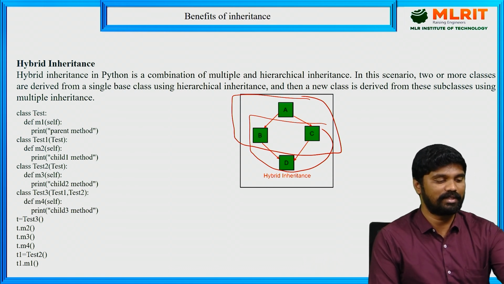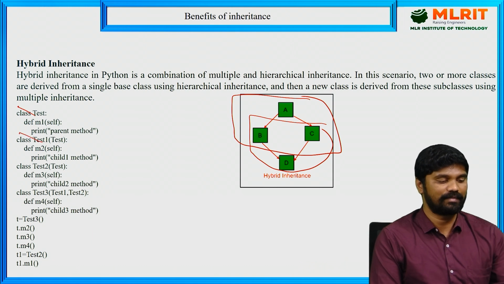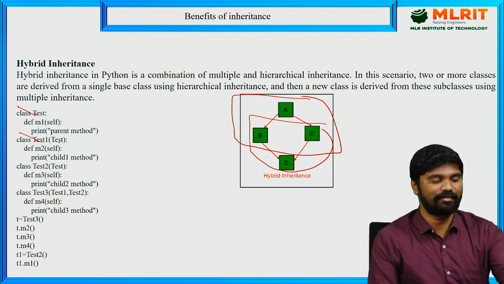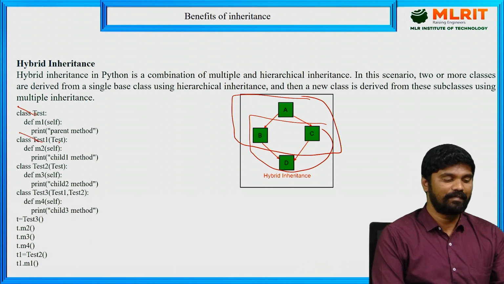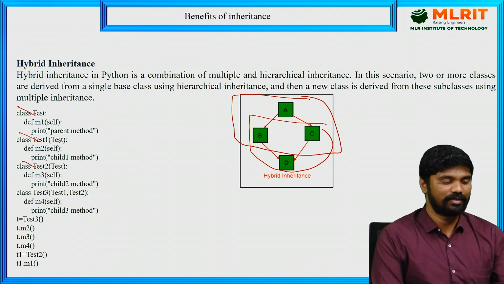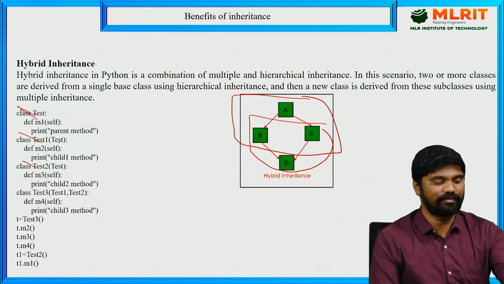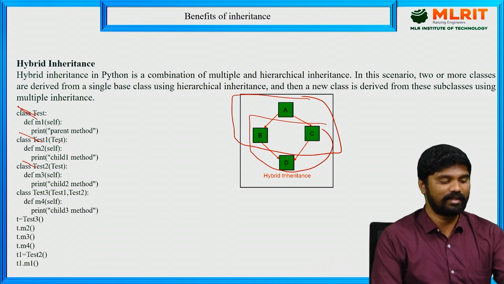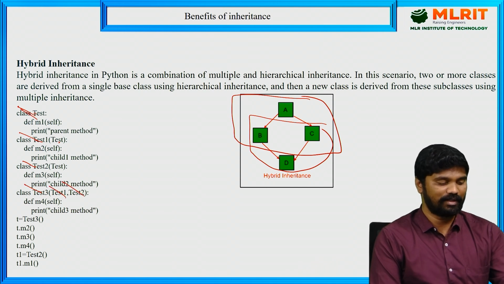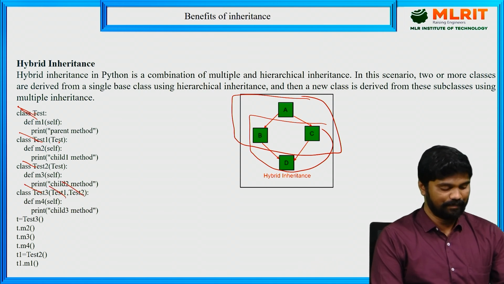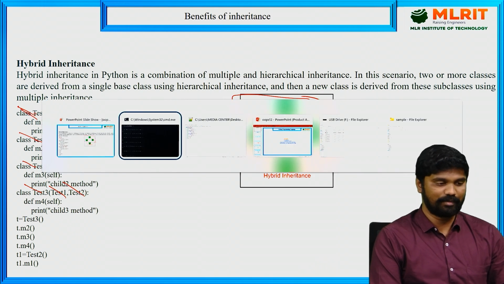So this is the test class and test 1 class. Test 1 class is the child class of test. Next, test 2 class is also a child class of test. And finally test 3: test 3 is a child class of test 1 and test 2. Okay, so let me see an example.